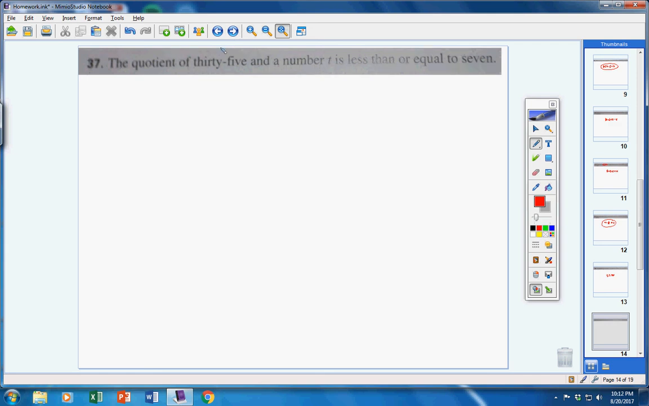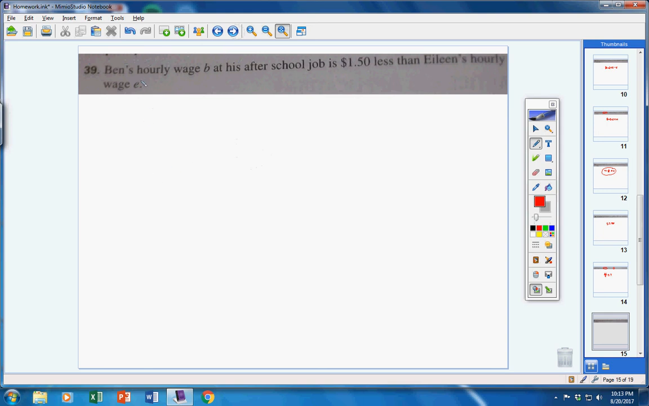The quotient, okay? So we're going to divide. The quotient of 35 and a number t is less than or equal to 7. That's it, guys. That's a pretty easy one. The quotient, so I put my fraction bar, the quotient of what? 35 and t. 35 over t is less than or equal to 7. Alright, number 39. Ben's hourly wage B is $1.50 less than Elaine's hourly wage E.